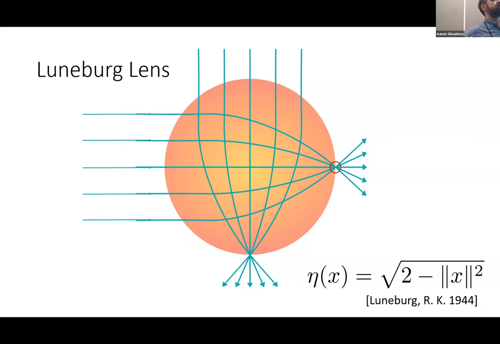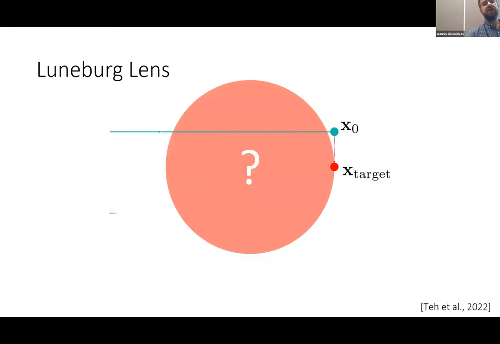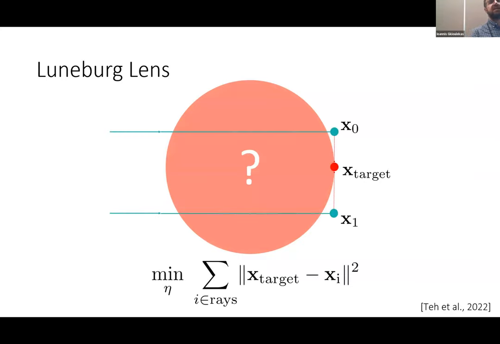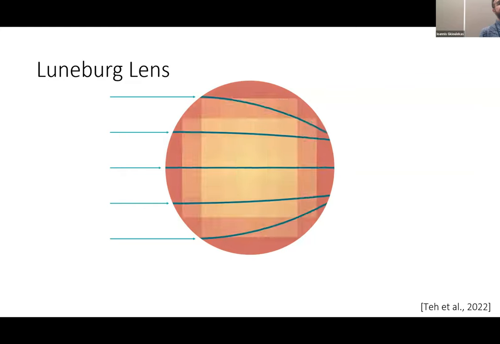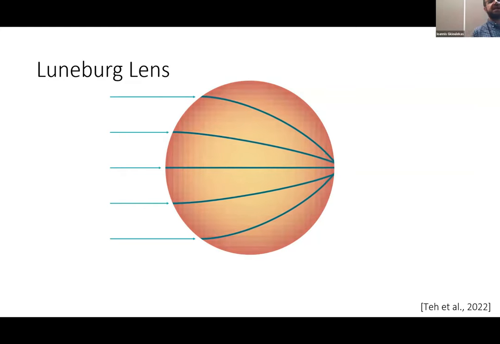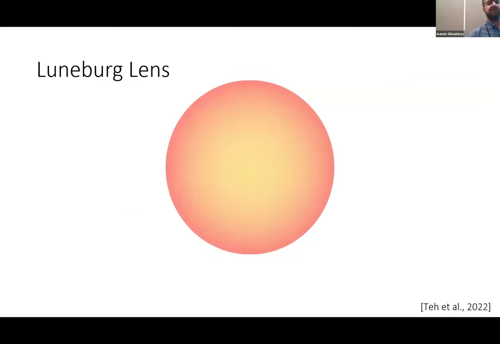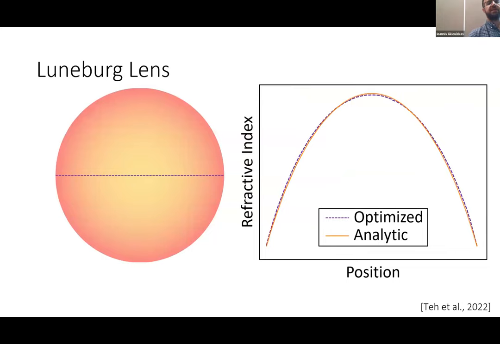So can we reinvent this using differentiable rendering? We can set up an inverse problem where we say any ray, when it exits the medium, I want to get it to exit at the target, do differentiable rendering, and this is the optimization I get. I update my refractive gradients until I arrive at the refractive index field that matches the one that Lüneburg discovered analytically. So if I plot this, I see that the optimized profile and the analytic match very closely. Now, of course, that's just a demonstration. There is no reason to rederive this well-known design, but we can now start thinking about other optimization tasks for other types of gradient index optics that are commonly used.